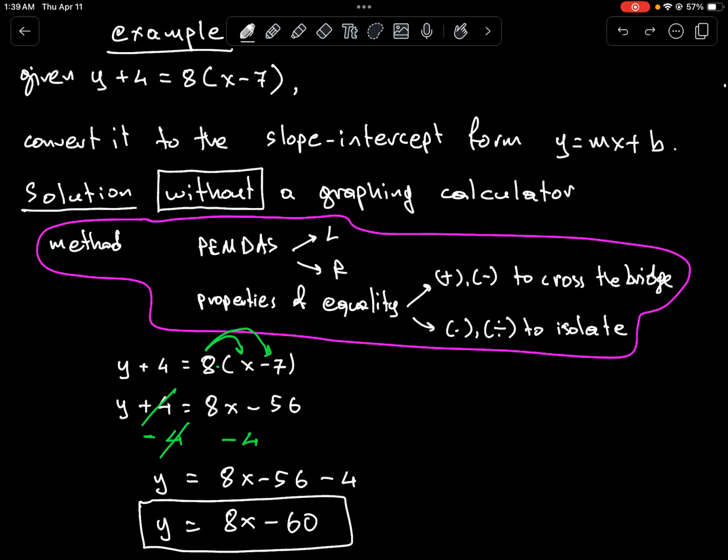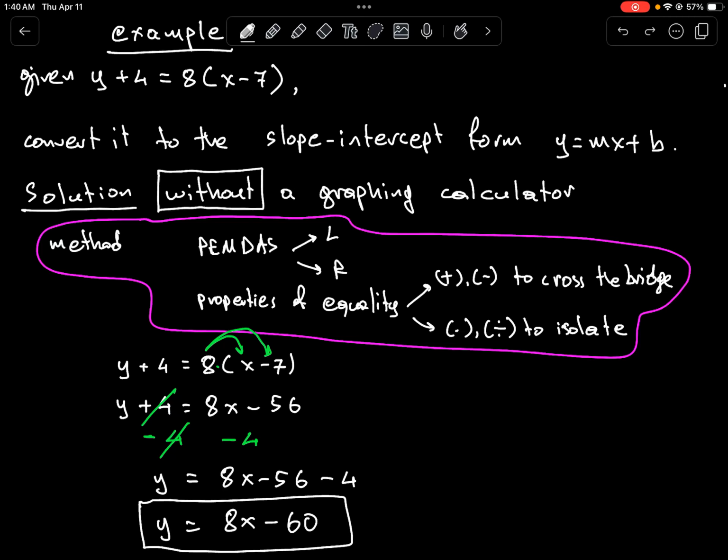Just because you convert a form from one form to another, you're not changing anything. You're getting an equivalent form, so everything is going to be the same, including the graph. So if your answer is correct and you have found an equivalent form, it needs to have the same graph as the graph of the given form. Okay, so this is how we confirm.